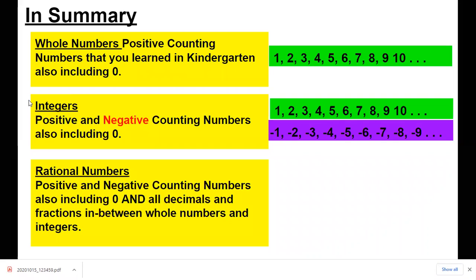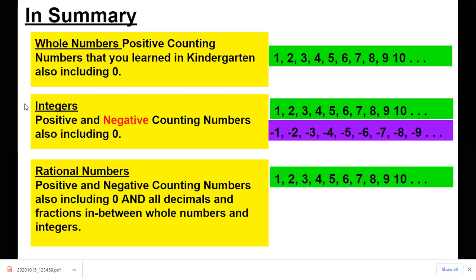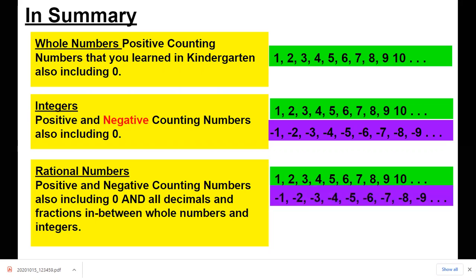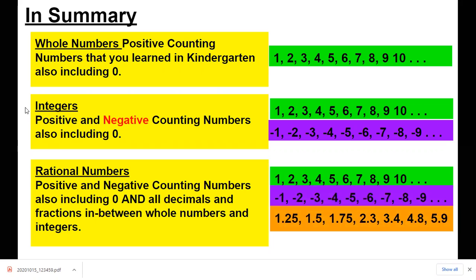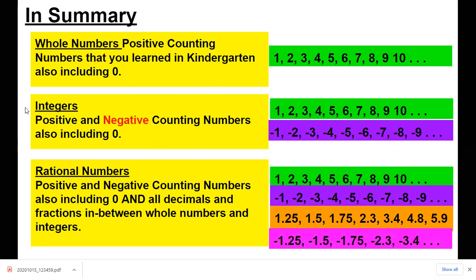And rational numbers are positive and negative counting numbers, but also they are decimals and fractions in between whole numbers and integers. So they're all the green numbers, 1, 2, 3, 4, 5, 6, 7, 8, 9, 10, all the negative whole numbers, -1, -2, -3, etc. And they are also all of the decimals, and they could be all of the fractions and all of the negative decimals and all of the negative fractions as well. So let's classify some numbers. Let's find out where the number belongs. Where does the number belong?